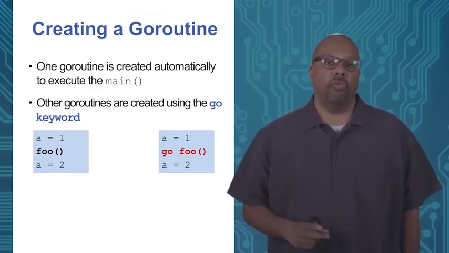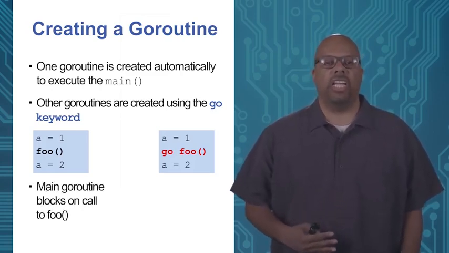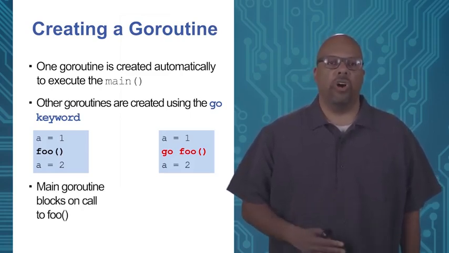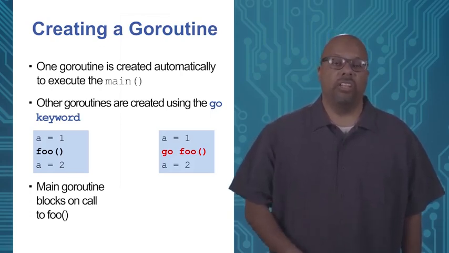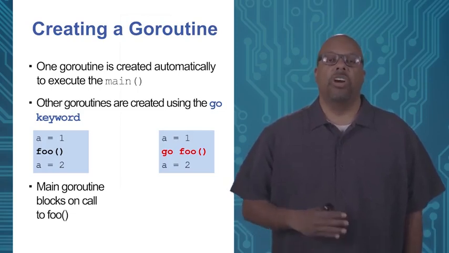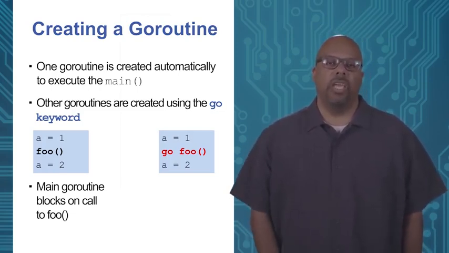Notice that on the left, the main will block when it comes to foo. There's a equals 1, then foo, then a equals 2. A equals 2 can't execute on the left until foo is complete. So foo has to completely execute before a equals 2 can happen.